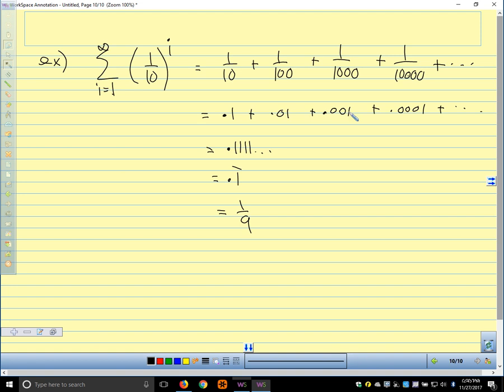Interestingly, you can use this process to write any repeating decimal as a fraction. You can figure out the fraction for any repeating decimal using this process. It also shows us that any number has two different representations. 1/9 is 0.1 repeating. Those two are the same thing. 1 is 0.999 repeating. They're equivalent representations of the same number.